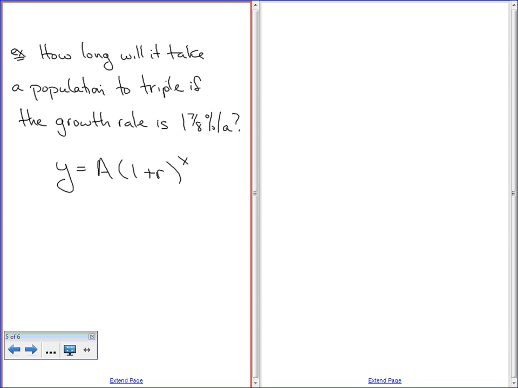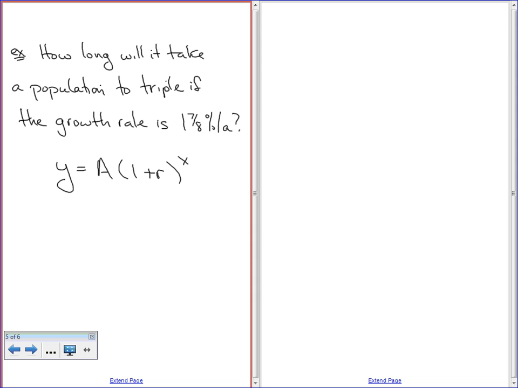Okay. So all you have to do is identify each one of the variables, substitute it in, and solve for the unknown. Okay. So in this case, we want to know how long it's going to take. So which variable am I trying to solve for? X. So I'm trying to figure out what x is. Okay, so then I should know, if I'm trying to figure out what x is, I should be able to figure out what r, a, and y are.